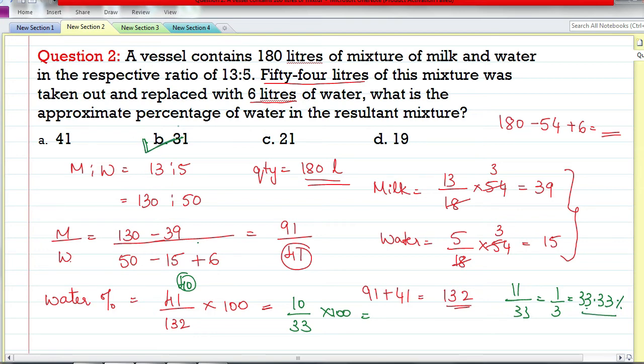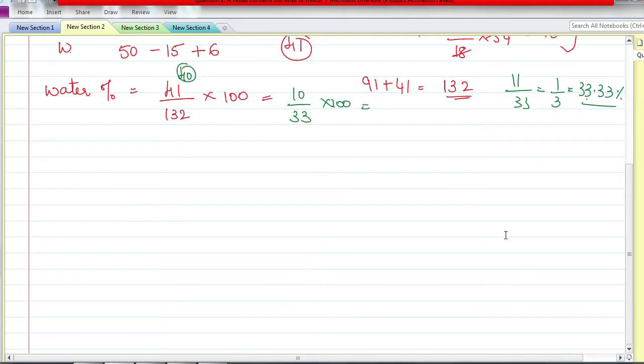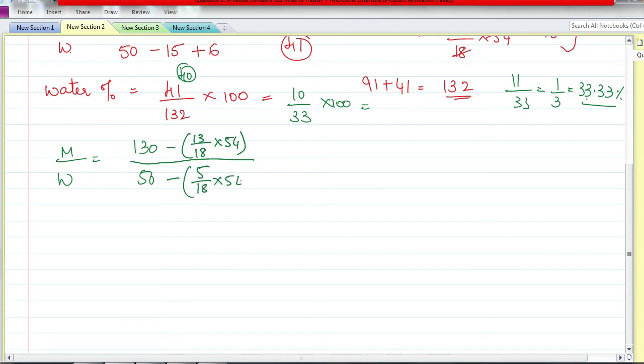So there is a quick way of writing it without doing so much of calculations. How you have to write is milk to water ratio. Initially 130 liters, and here we have 50 liters. Then from this we subtract 13 out of 18 portions of 54 liters. Here 5 by 18 portions of 54 liters. So this is the resultant quantity, and then we are adding 6 liters of water. By simplifying this, we can get the answer.